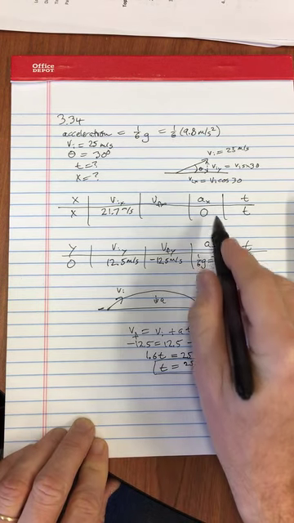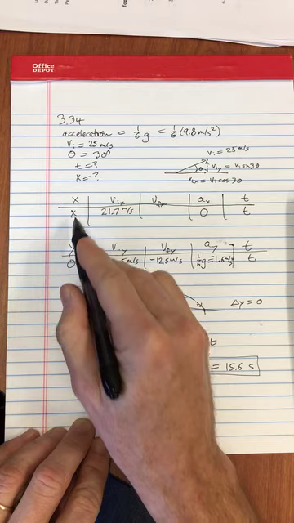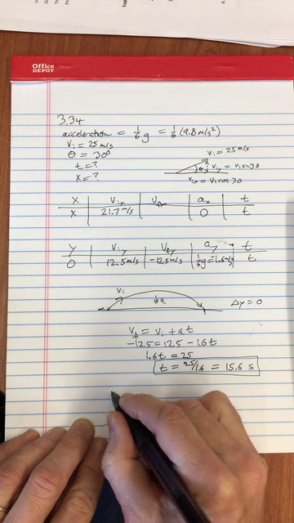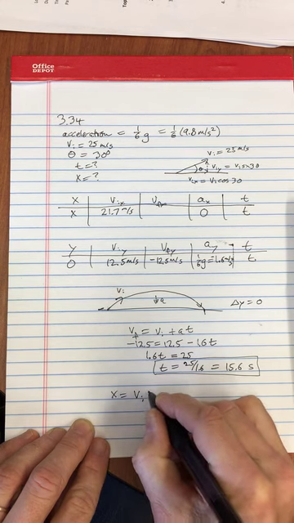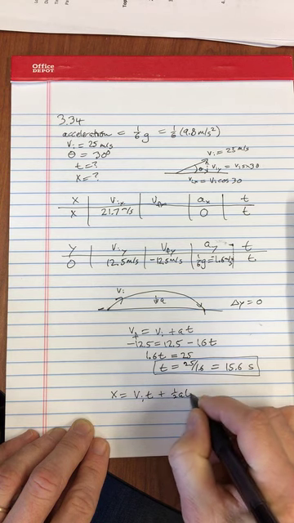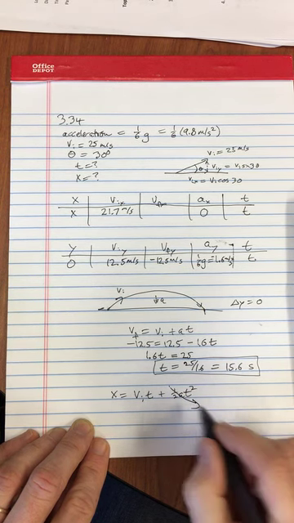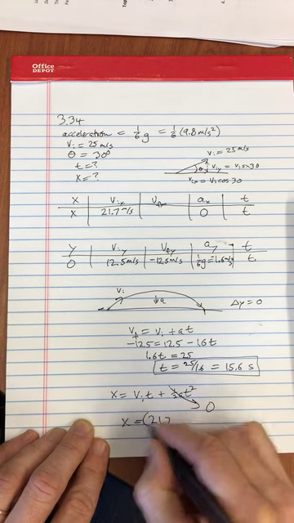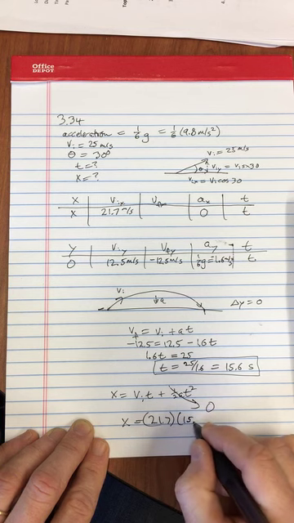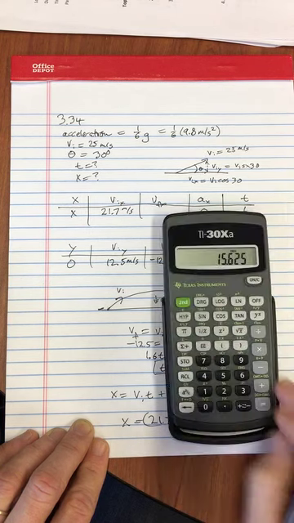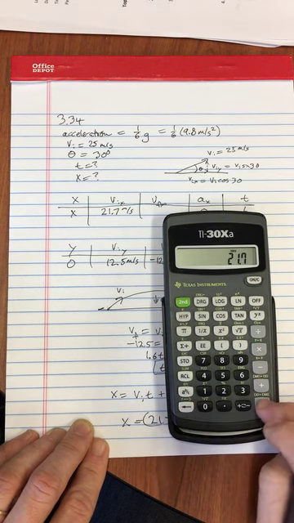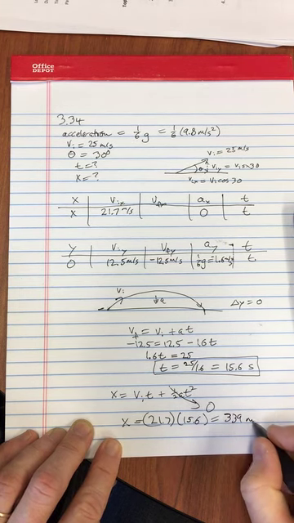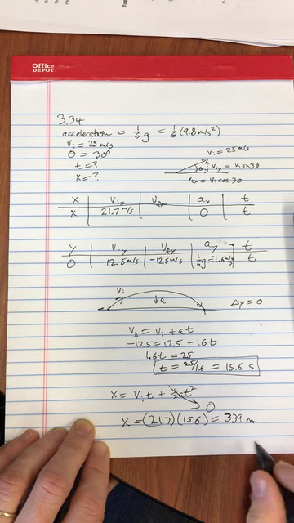Then I can use that piece of information with my horizontal motion to get the distance that it travels. So I have, for the horizontal motion, x equals vi t plus 1/2 at squared, but the x component of the acceleration is 0, so I just have x equals 21.7 meters per second times 15.6 seconds. So I just take that times 21.7, and that gives me 339 meters, which is a pretty good drive. Of course, he's on the moon.